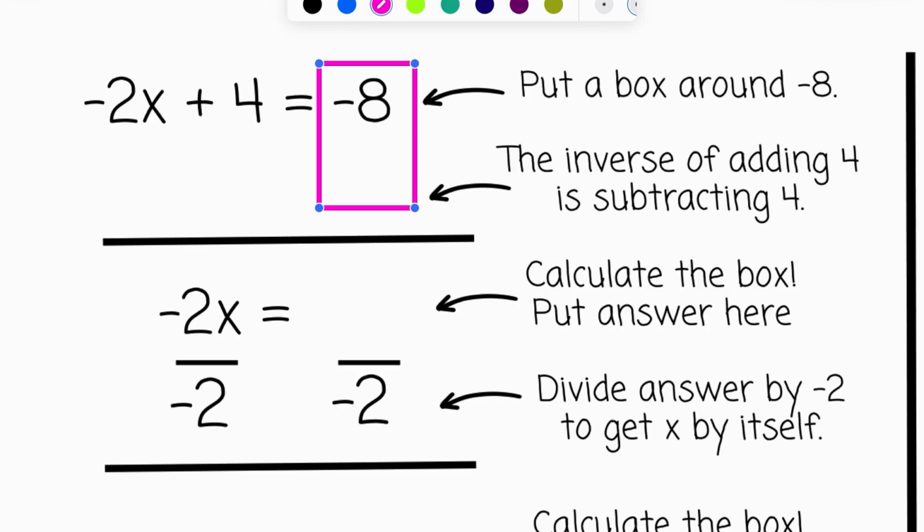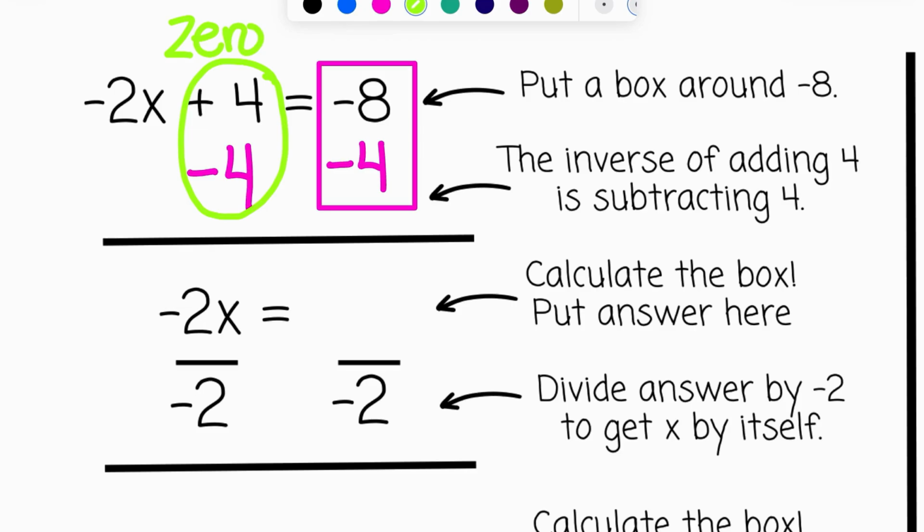Okay, so now find the constant on the other side. Remember, a constant does not have an x, so that's going to be my plus 4. The inverse of adding 4 is subtracting 4, so I will put that here, and I will move that into the box. Positive 4 and negative 4 make a 0 pair, so this part is gone. Now on the left side of the equation, I still have negative 2x, so I've brought that down. Calculate the box. Negative 8 subtract 4 gives me negative 12, so that goes right here.